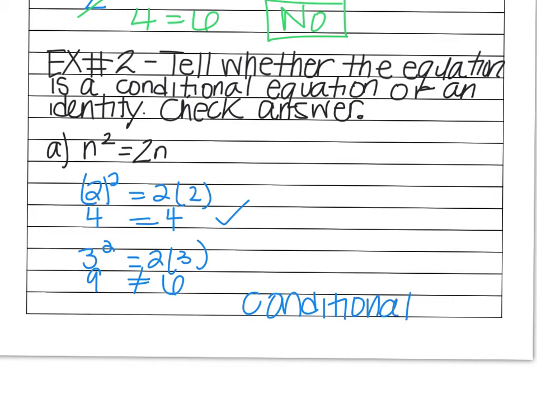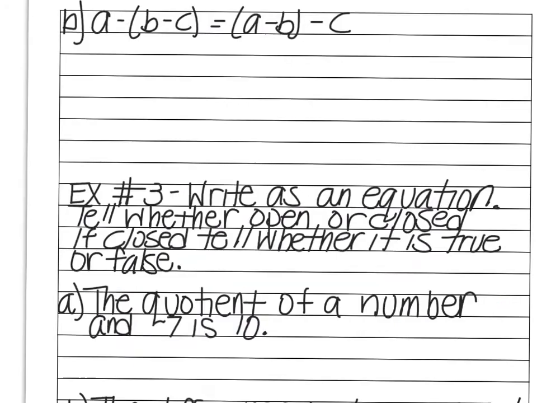It's not an identity, because no matter what I plug in, I don't get that answer. Let's look here at B. It says a minus b minus c equals a minus b minus c, and it wants to know if it is conditional or not. So I'm going to try plugging in a couple of things.